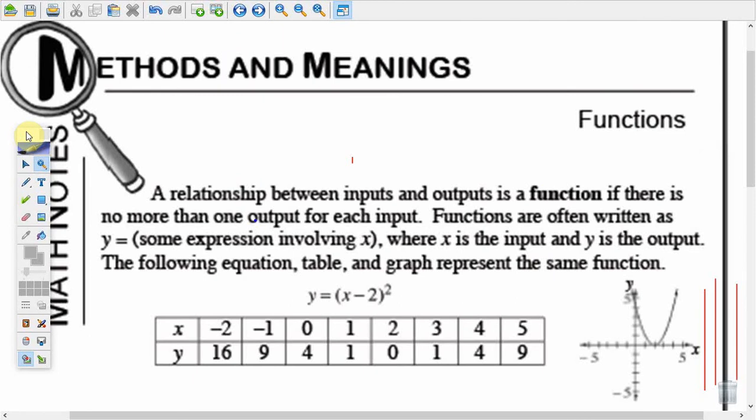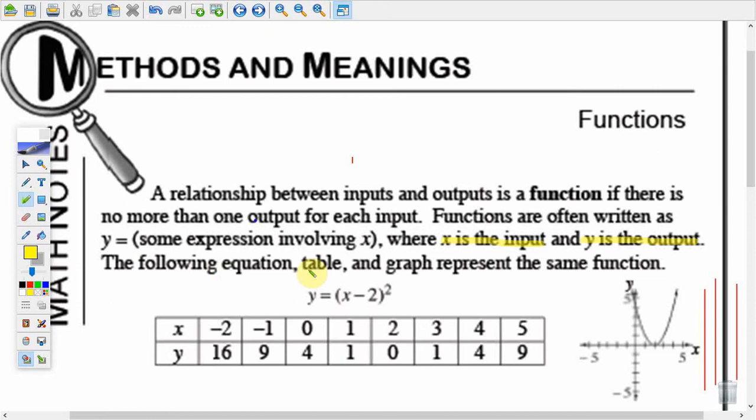So a relationship between inputs and outputs is a function. You should write that down. If there is no more than one output for each input, then it is a function. Okay, so you can only have one output for each of the inputs. Functions are often written as y equals something, some expression involving x, where x is the input and y is the output. So that is key to knowing the difference here. X is the input, y is the output.